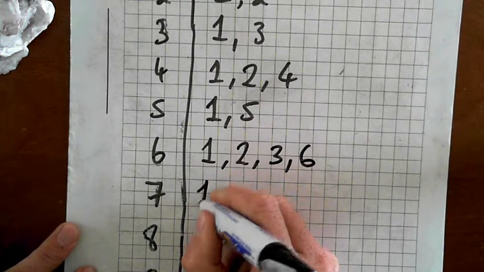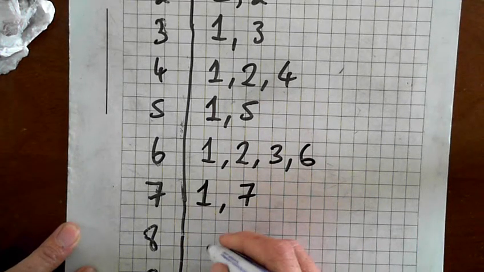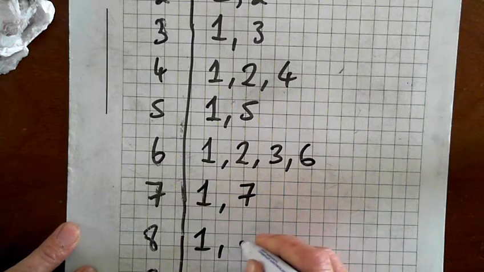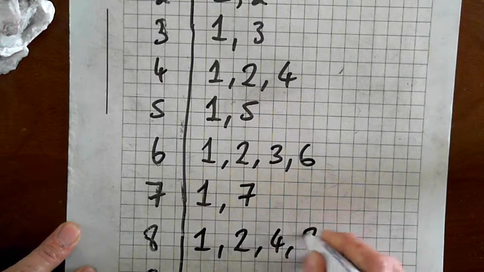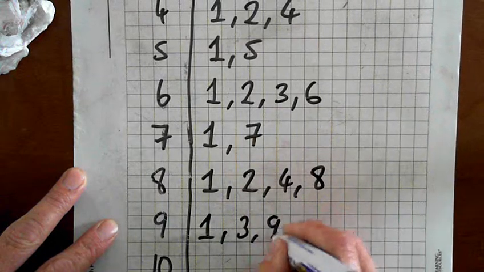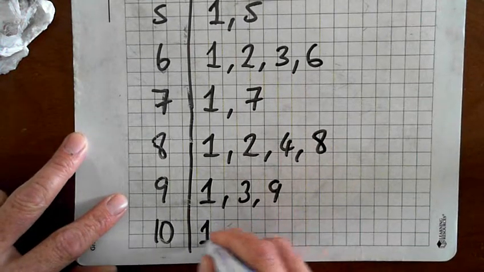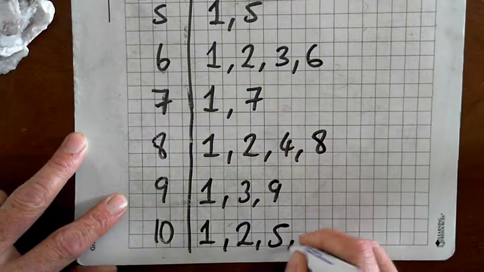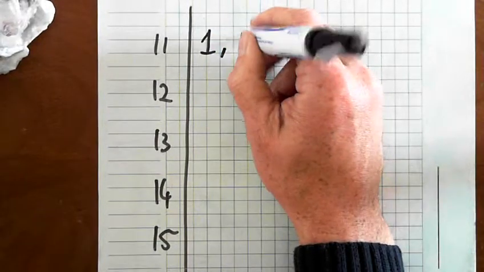Factors of 7? 1, 7. Factors of 8? 1, 2, 4, 8. Factors of 9? 1, 3, 9. Factors of 10? 1, 2, 5, 10. And for now I'll just do 11 as well. We'll do 11. 1 and 11.